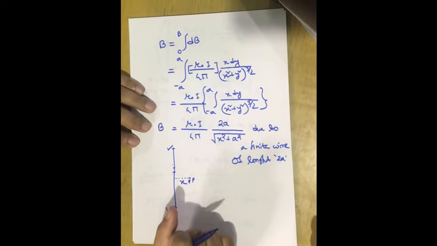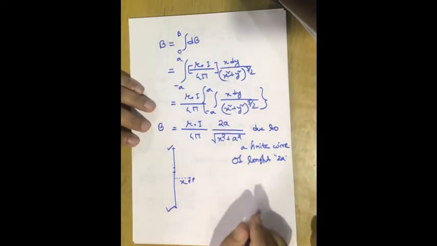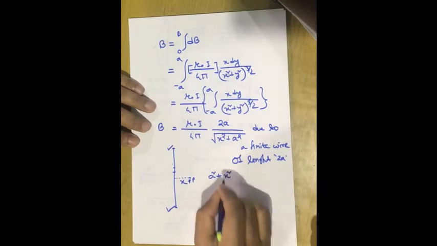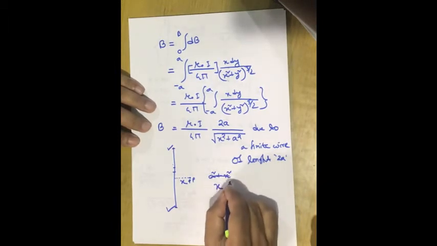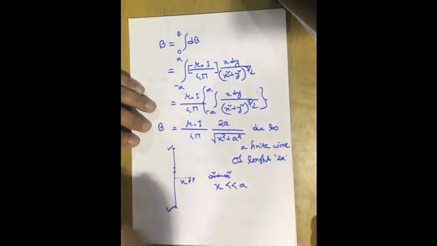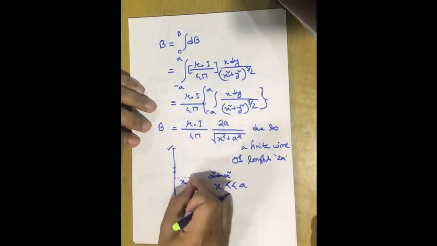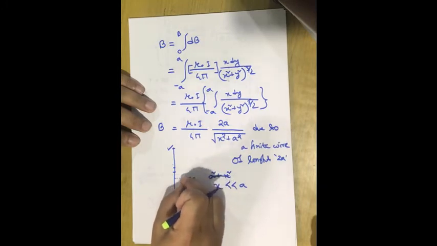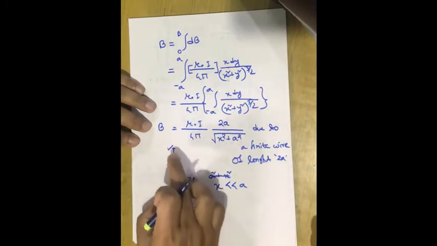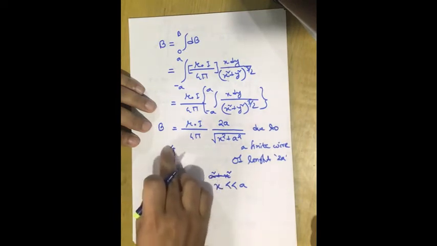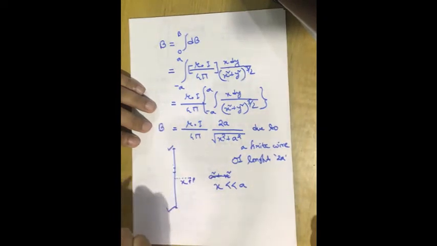It's an infinite wire. So the condition for an infinite wire is a square plus x square, or say x is very less than a. So this is the condition for an infinite wire. That means the point of observation is very close to the wire, and the wire is relatively long, so that any observer at the point P will not be able to see the end point of the wire. Okay, so x is very less than a.